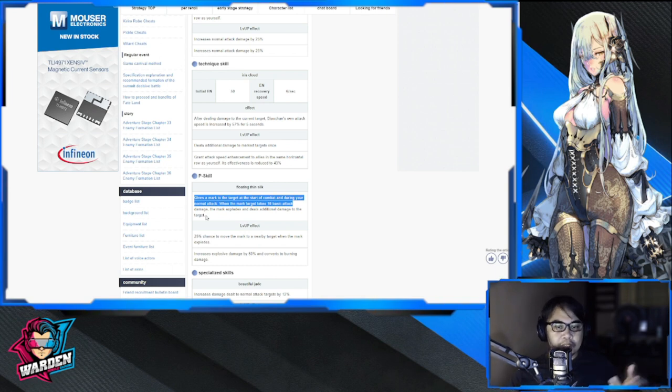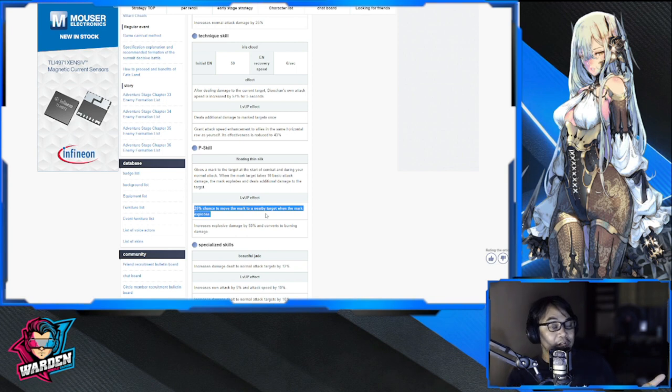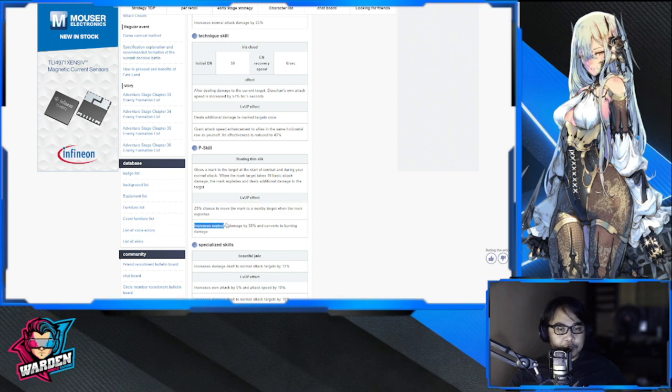When it explodes and deals additional damage to the target, its level up effect is a 25% chance to move the mark to a nearby target when the mark explodes. Unfortunately, 25% is very low. Hopefully, they could have put around 50%. Again, I'm not sure about this one. Increase explosive damage by 50% and converts it to burning damage. Okay, she also has kind of a little bit of a burn here.